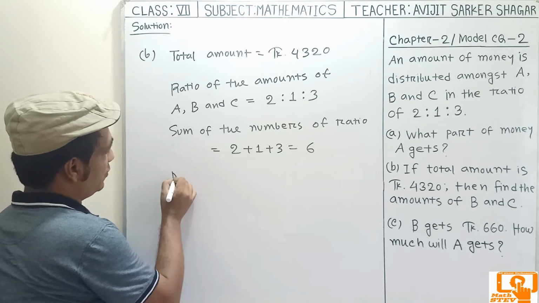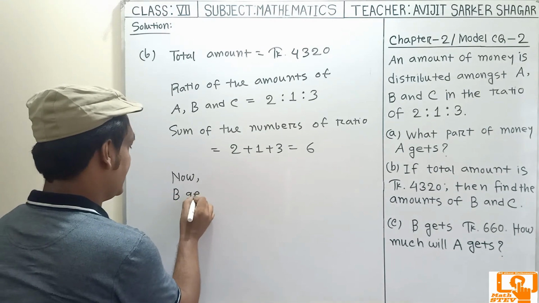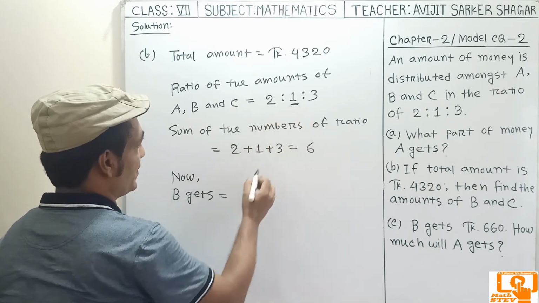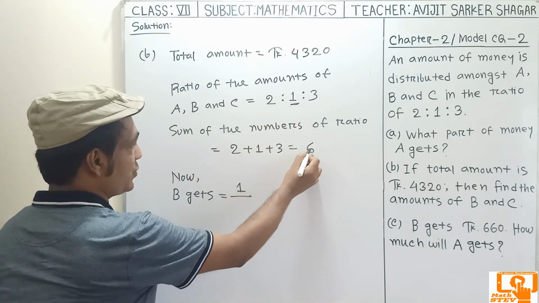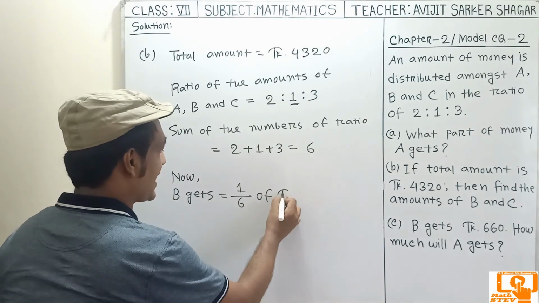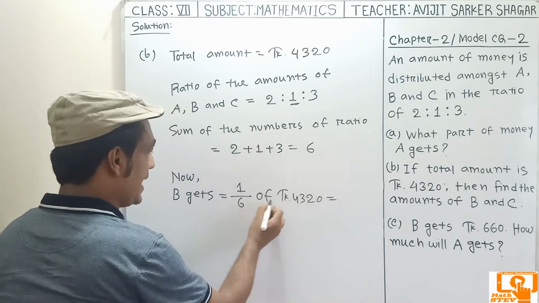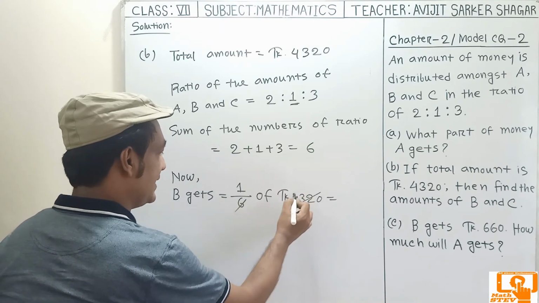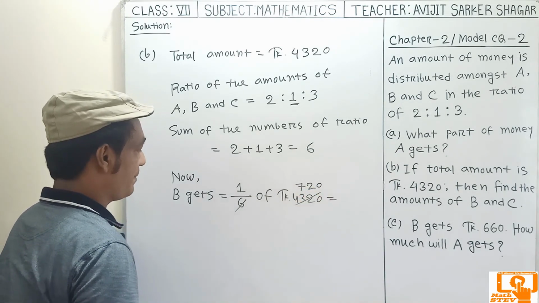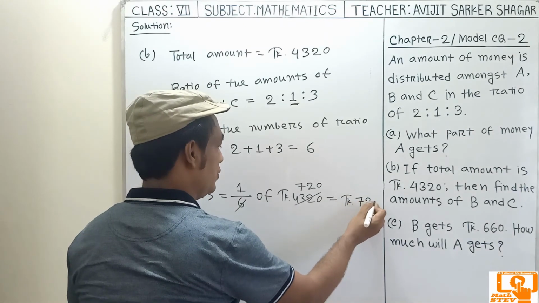Now, B gets what? In the ratio, 1 is the quantity for B. So, 1 divided by total 6, 1 by 6 of how much money? Taka 4320. If 4320 is cut by 6, then we get 720. And the answer is taka 720.